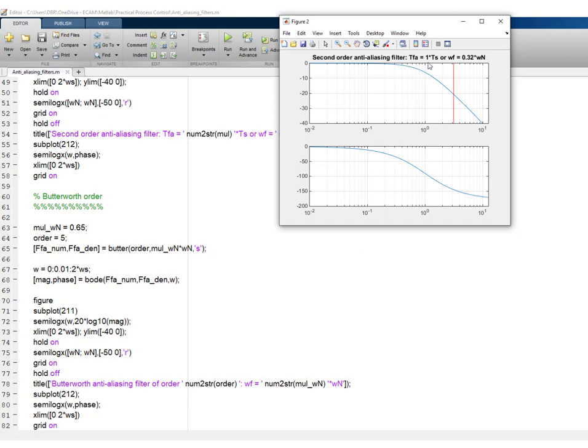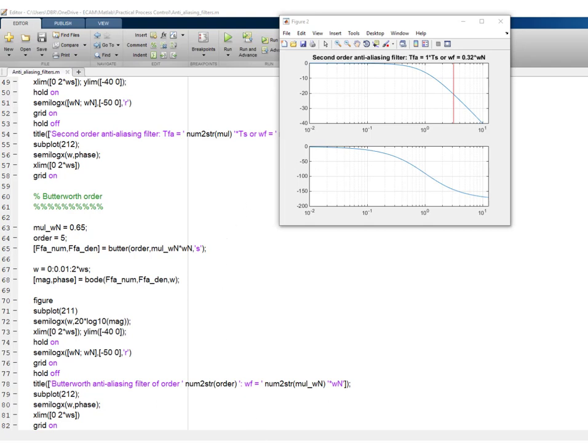Let us now have a look at the second order anti-aliasing filter. We have now 2 time constants, right? And the time constant is 1 times Ts. We can see that the cutoff frequency has moved to the right, since it is now 0.32 times the Nyquist frequency. And we have been able to do this because, of course, the slope in the high frequencies is now of -40 dB per decade. And notice that we still have an attenuation of approximately -19 dB.